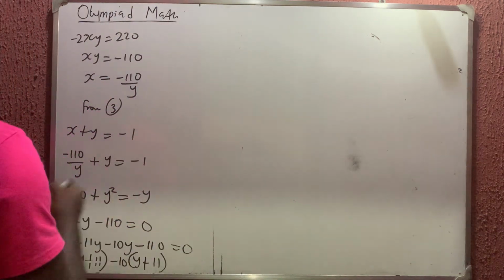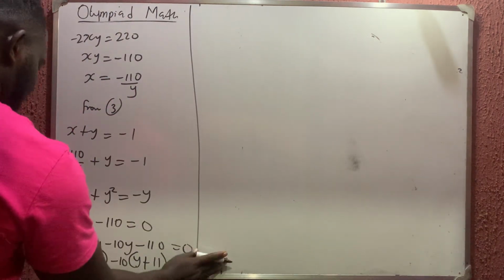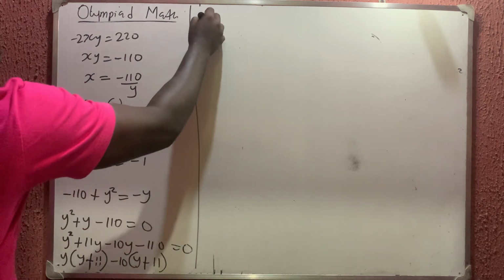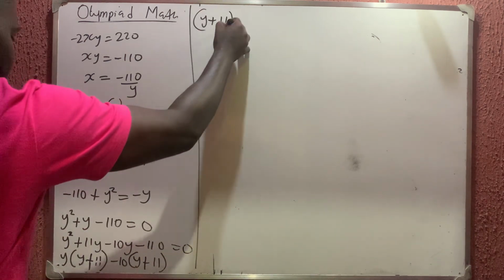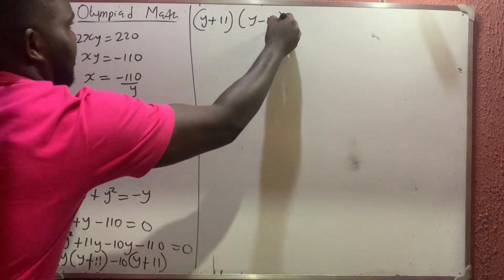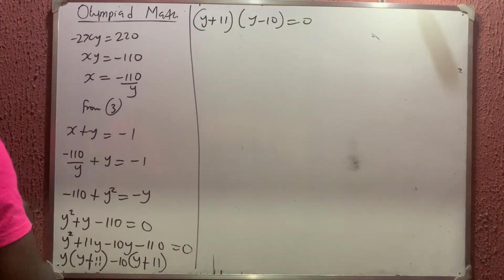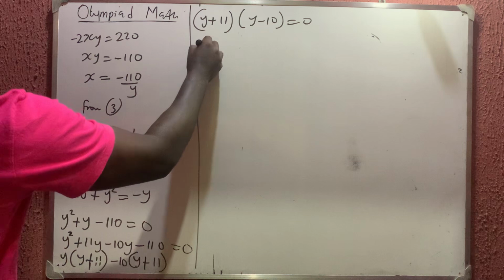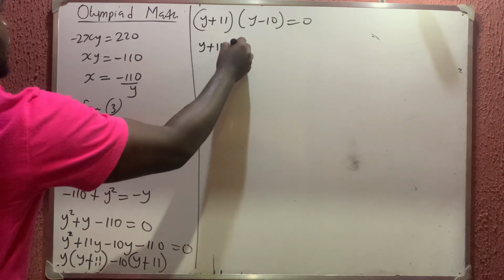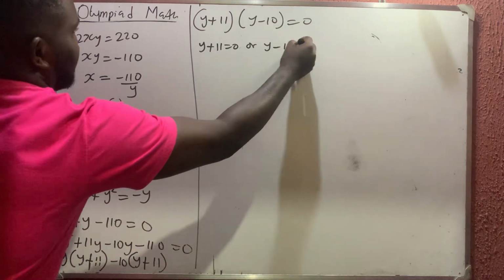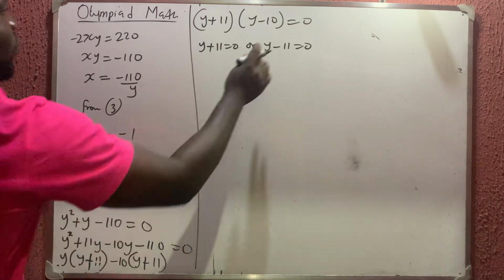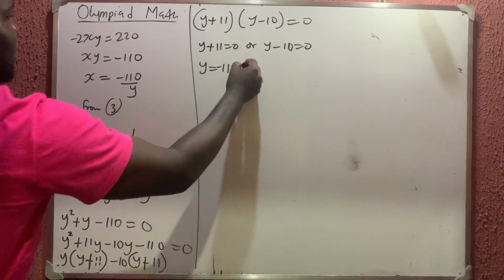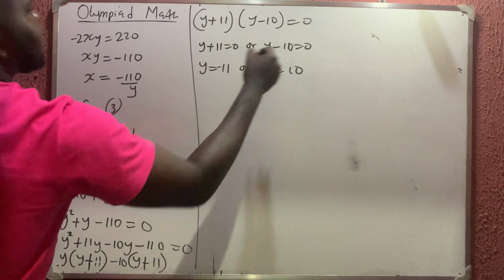If we factorize this one again, we are going to have y plus 11 is common, and then y minus 10 is equal to 0. When the product of two things is 0, one of them must be 0. Therefore, y plus 11 is 0, or y minus 10 is 0. So my y is minus 11, or my y is 10.